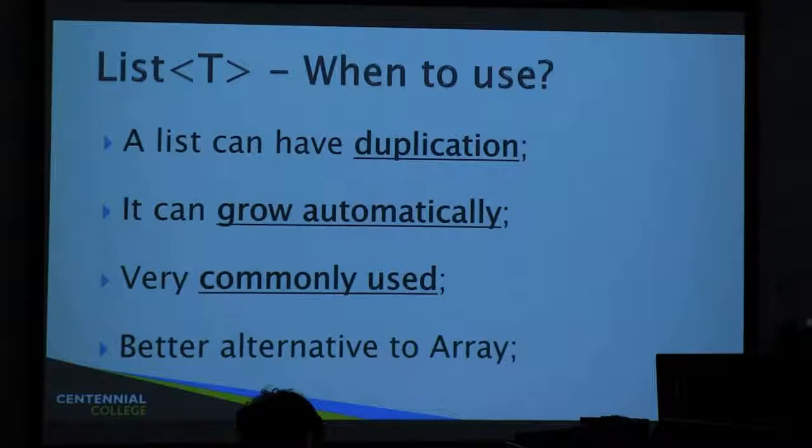Okay, so just a quick summary of when to use a list. When should you use a list? If you are trying to use a collection of items that may have duplication, a list is a good one. A list will grow automatically. List is also very commonly used, and it is a better alternative to arrays, okay? So whenever you're thinking about an array, maybe don't use an array, use a list. And you're going to see another kind of collection next as well.